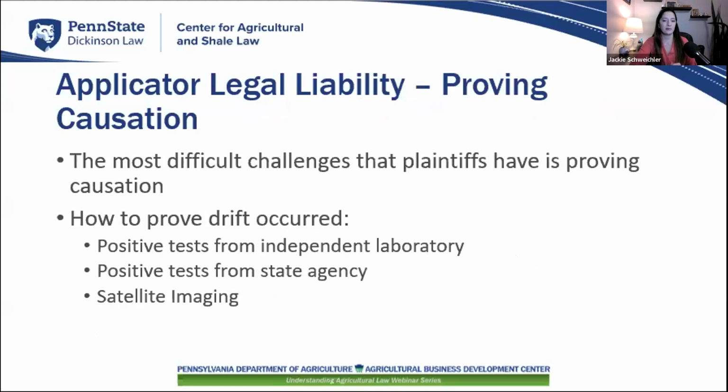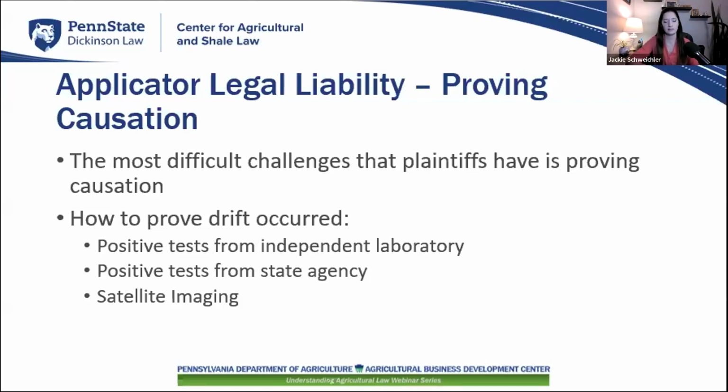Okay, so if an organic operation is damaged by pesticide drift and they decide to bring a lawsuit, the most difficult part of the process is almost certainly going to be proving who or what caused the damage. The first thing that the organic operation should do is call their state pesticide agency and request testing. If the damage appears to be extensive, they might want to also consider having testing completed by an independent laboratory. If they want to pursue a lawsuit, the private laboratory is going to be able to give them maybe additional information, additional testing that they can use in their lawsuit.